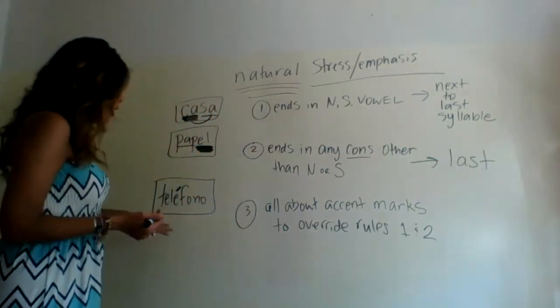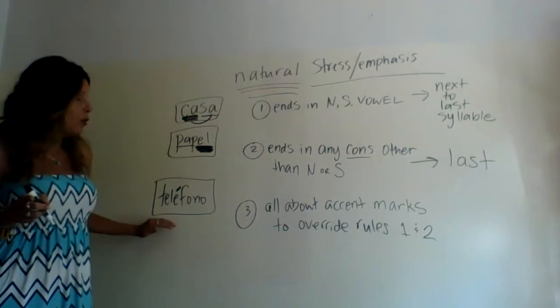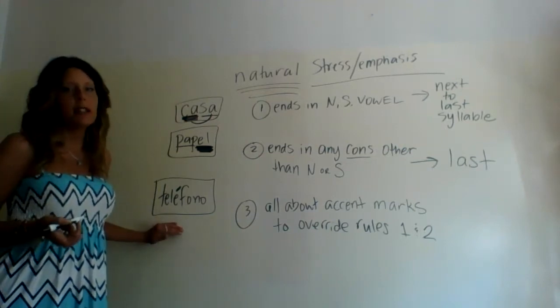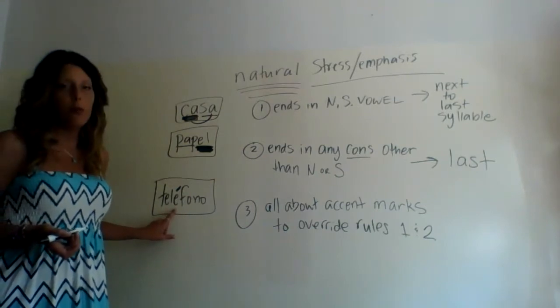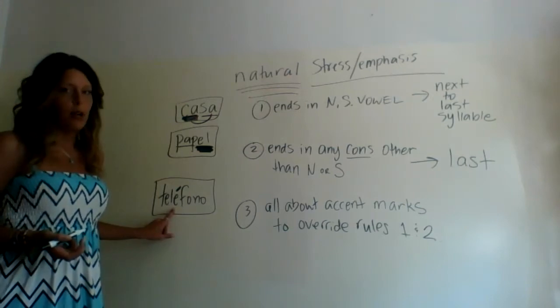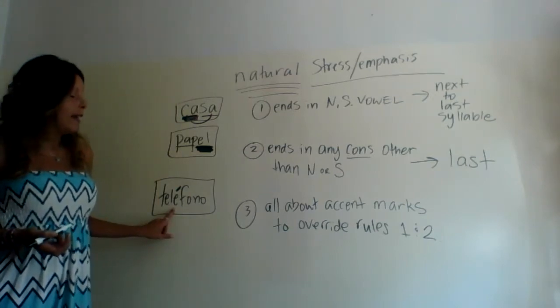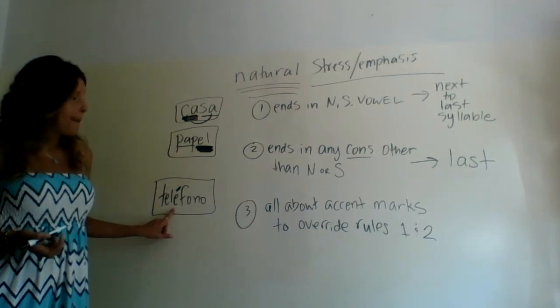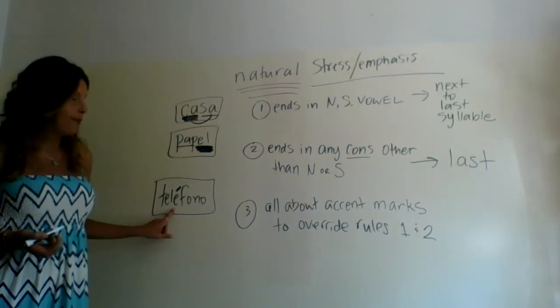So we're going to look at this word. We're going to first remember that whenever we see a word in Spanish and it's got an accent mark, we're automatically going to know that we need to put more oomph or emphasis or stress in our voice where we see that accent mark. So that's the first simple thing to remember. But let's talk about how accent marks override rules 1 and 2.